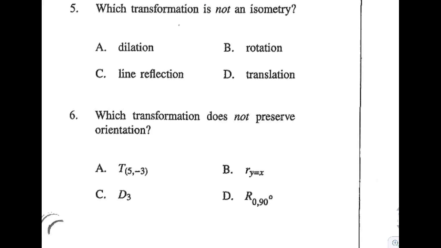Number 5, what's not an isometry? Again, this is the question we've seen all year. A dilation, because it does not keep the same size.